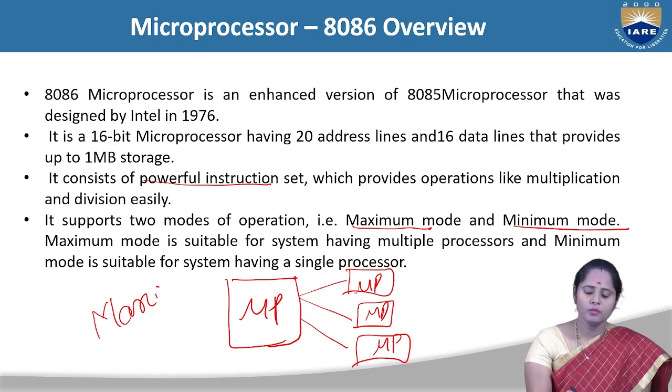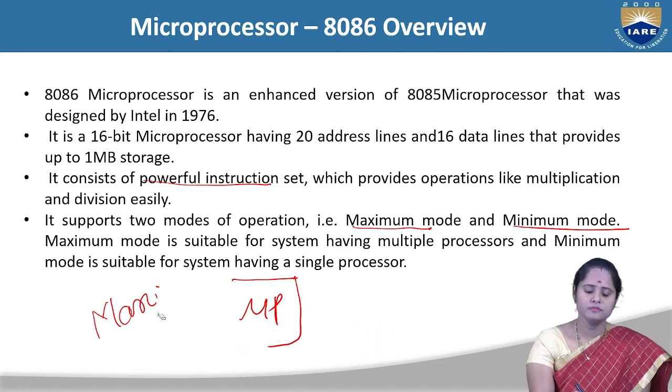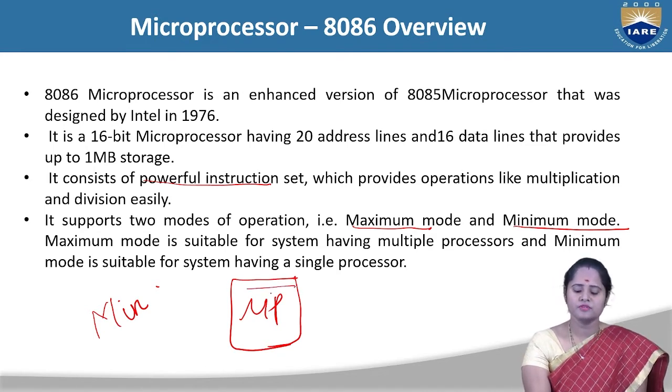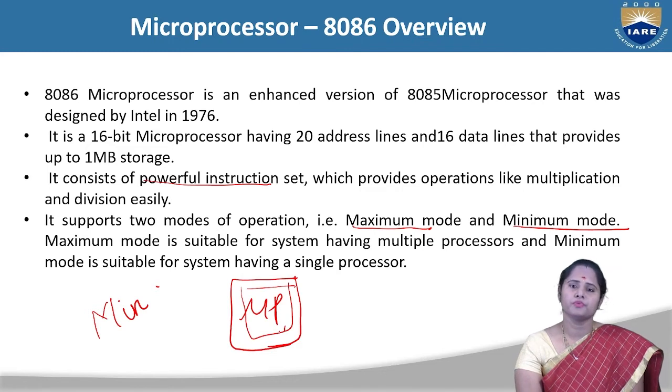So what about the minimum mode? In this minimum mode, only a single processor functions. It means only one microprocessor is used. So those are the two modes which are supported by the 8086 microprocessor.